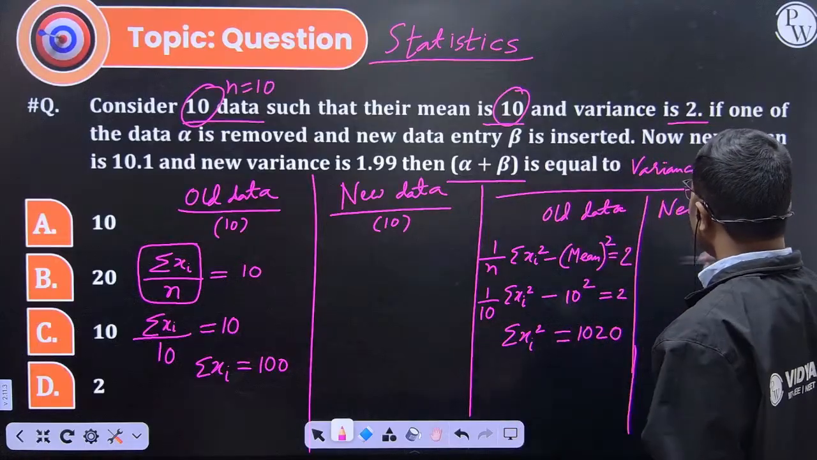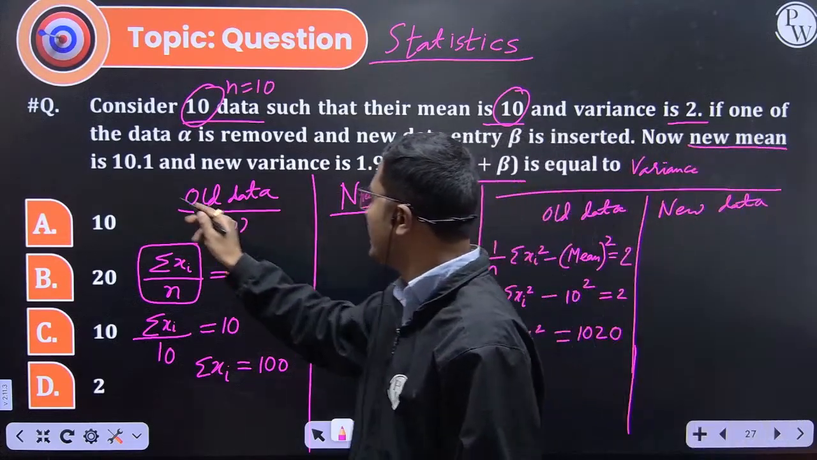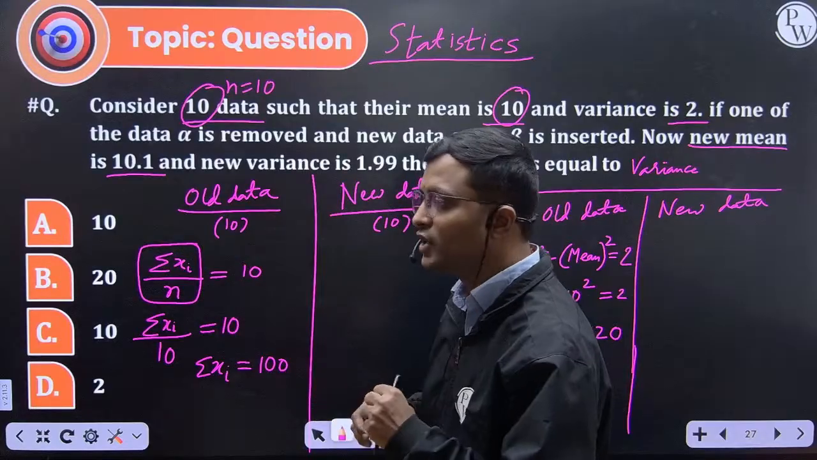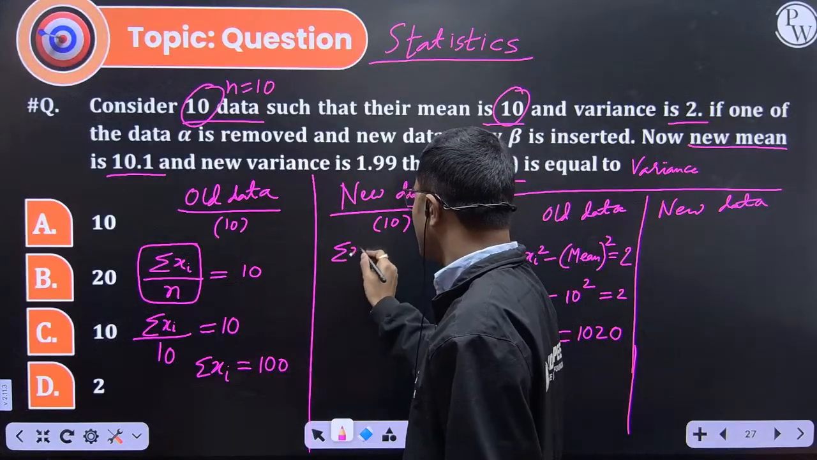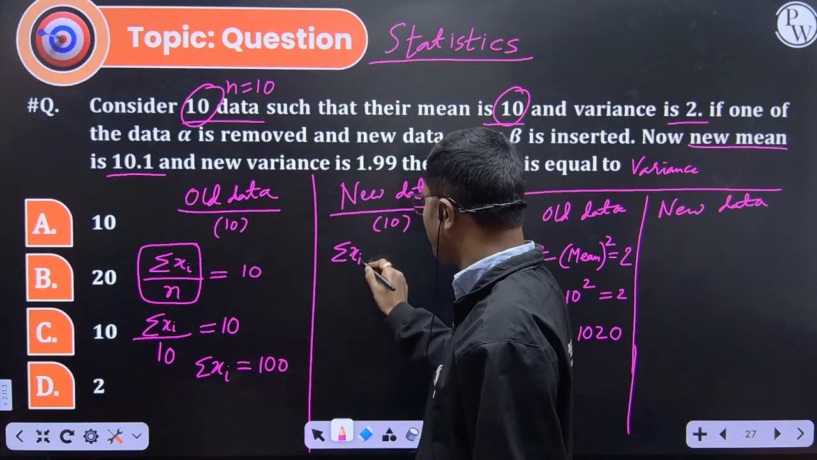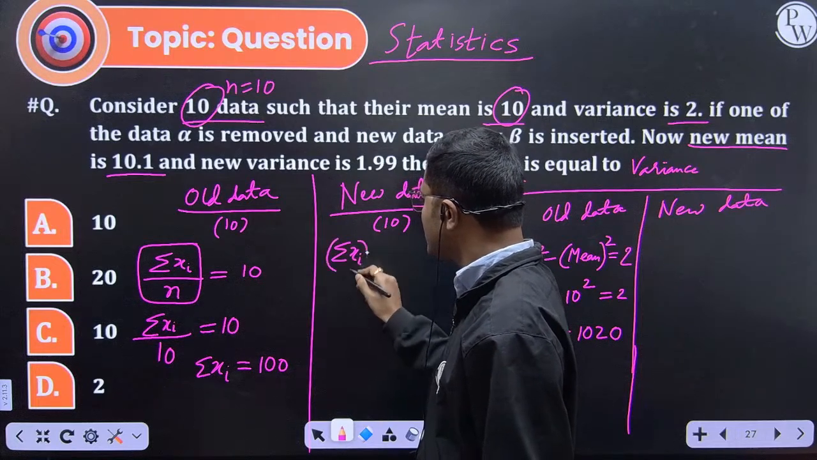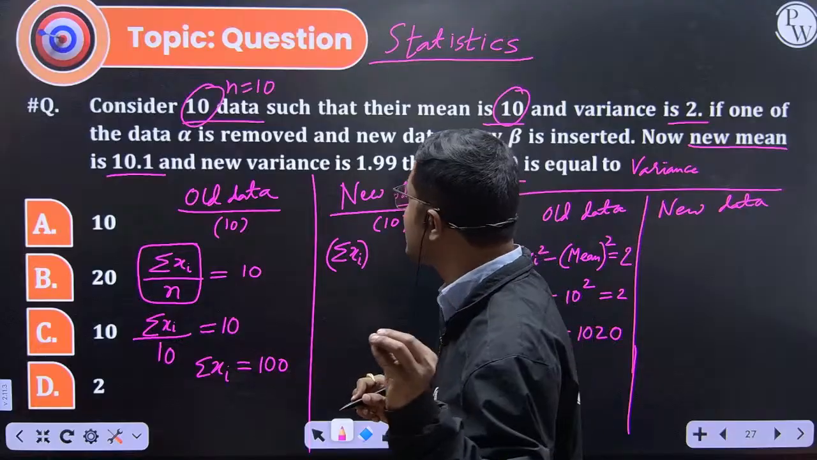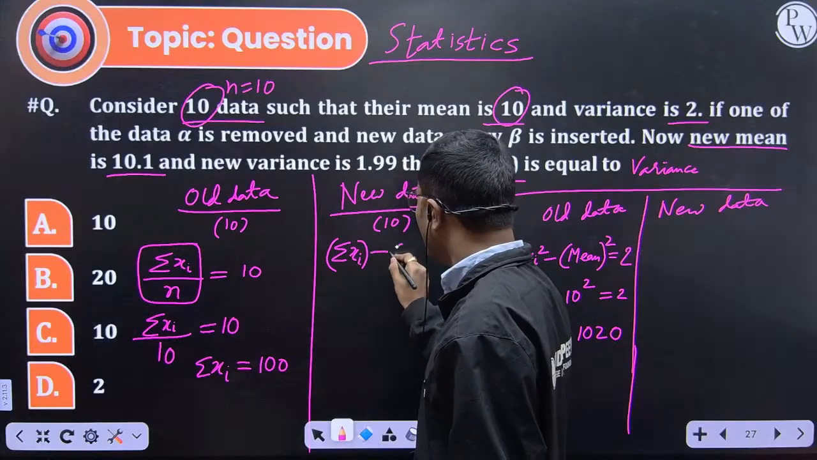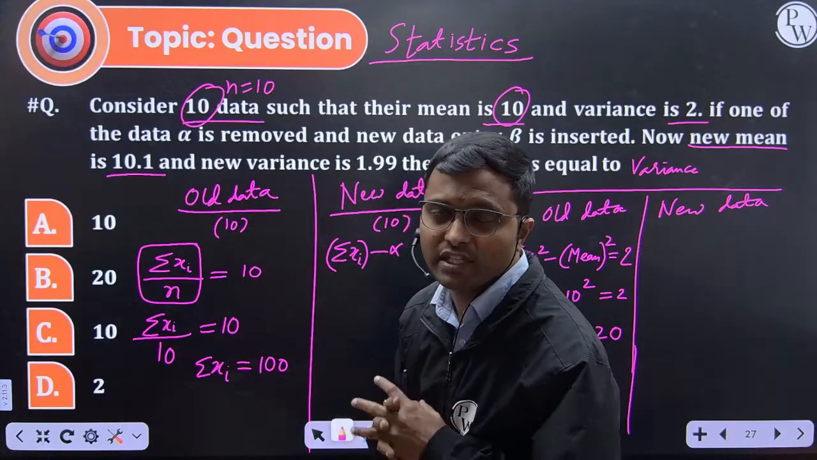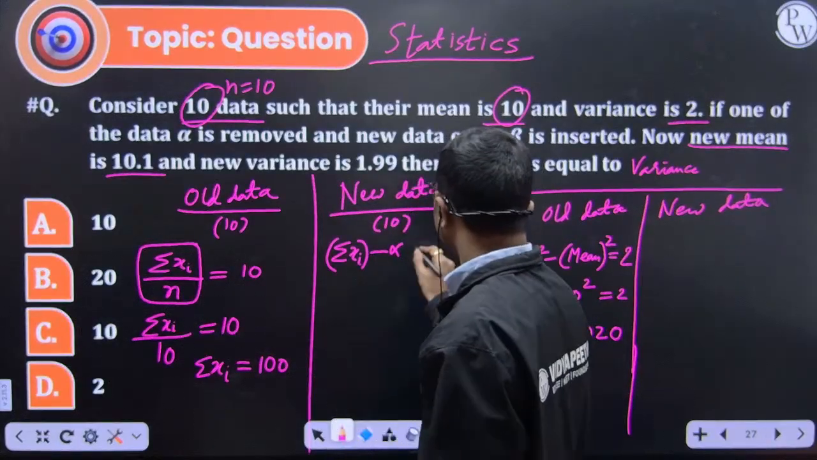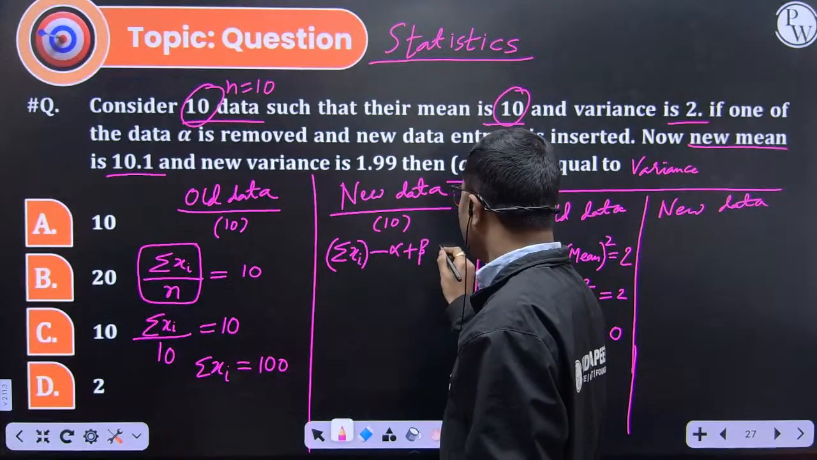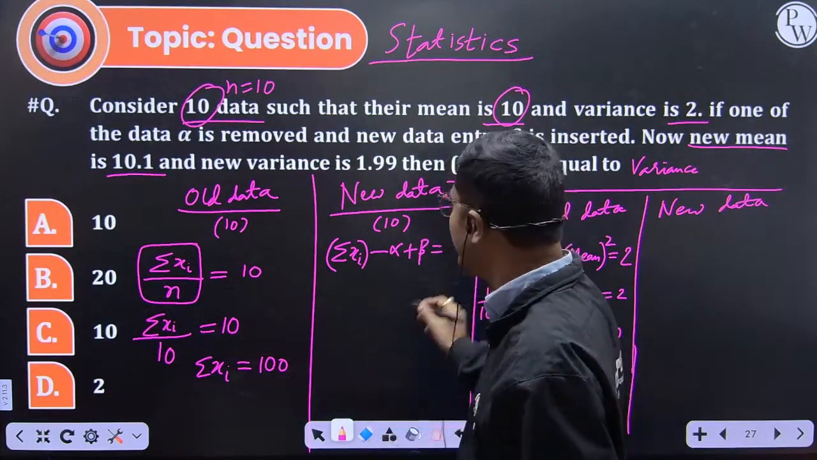Okay. Now coming to the new data. New mean is given as 10.1. Let us go for the new mean information. So what is the new mean? Sigma xi. Here is the main step. From the sigma xi, which contains alpha, we have to remove alpha. The sum of the values sigma xi means we remove the alpha and we add the beta. That is how much? Given as 10.1.